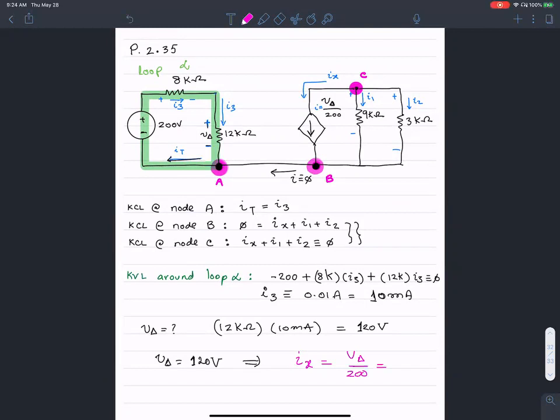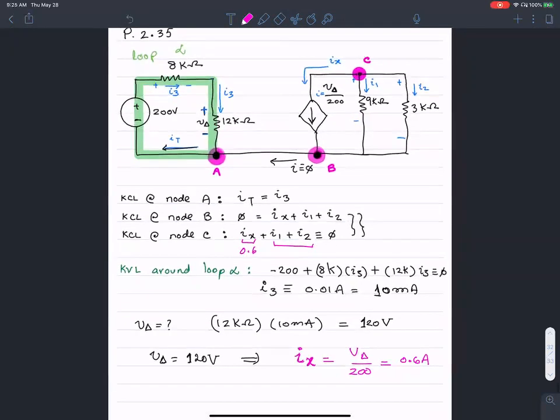This happens to be 0.6 amperes. Okay, that's Ix, I'm sorry. Once we know Ix, I should be able to see that I can plug this back in as 0.6 here. And then see that the sum of I1 and I2 is negative 0.6. So let me see what else I can do.